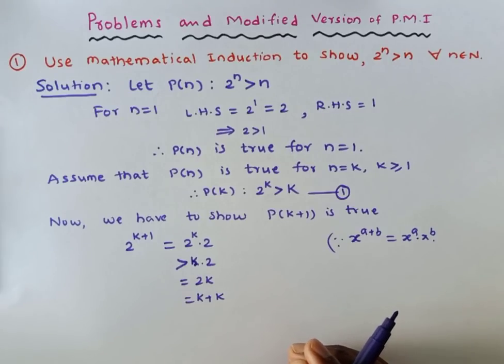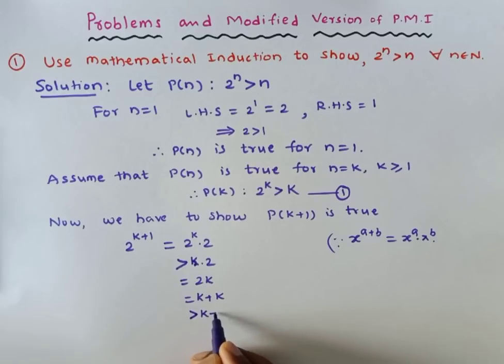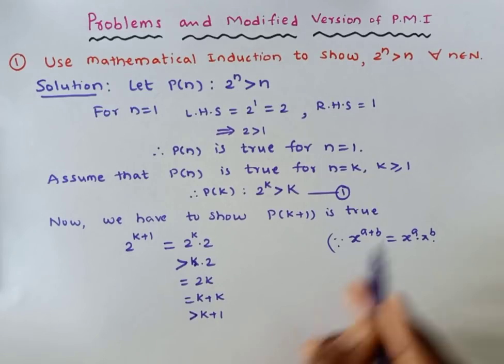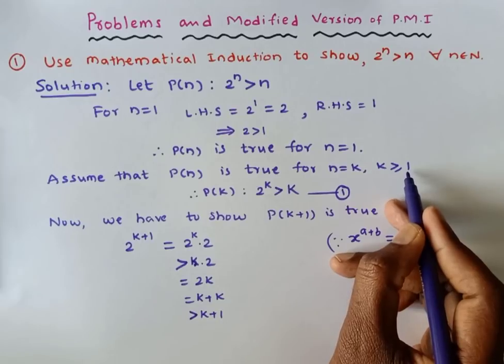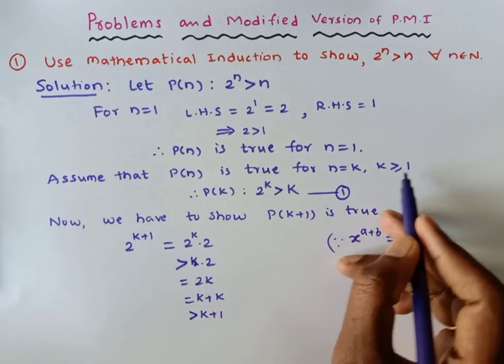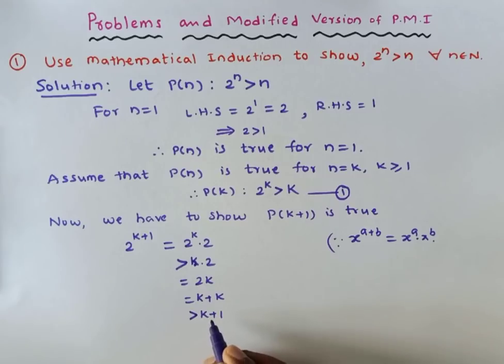Okay, now here k plus k is there. So k plus k is always greater than k plus 1, where k is any number, right? So just think on this step. The value of k plus k is always more than k plus 1, whatever the value of k is. Here we already know k is more than or equal to 1. If we put k equals 1, it is equal to 2.